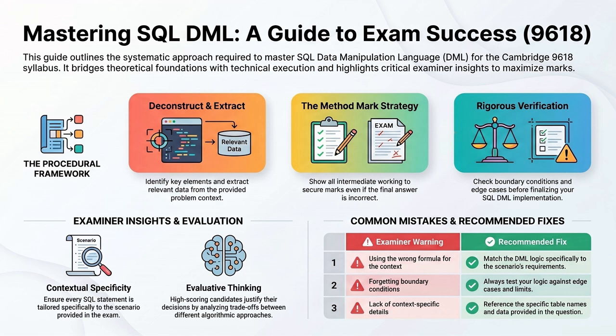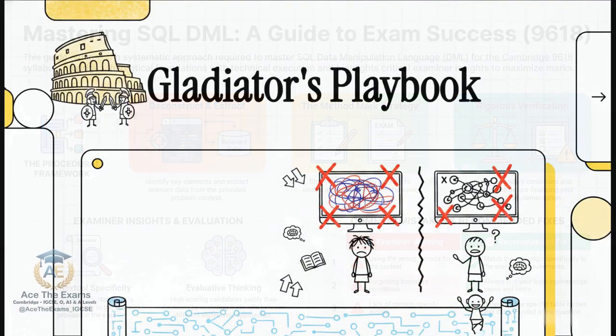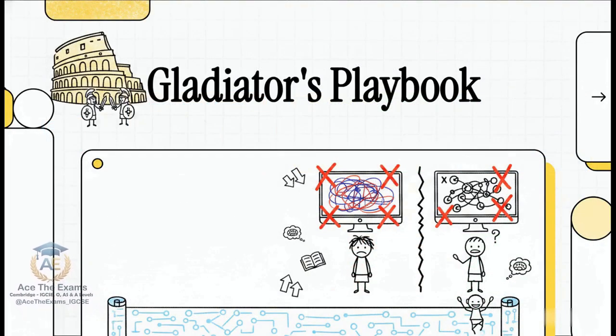Step into the Coliseum of Cambridge exams, where the clock is ticking, the pressure is crushing, and only the absolutely most prepared survive. Welcome to This Explainer. I am your host, and today we are conquering one of the most notoriously brutal, heavily weighted topics in the entire computer science syllabus: adding, editing, and deleting data, from stacks, queues, and linked lists.